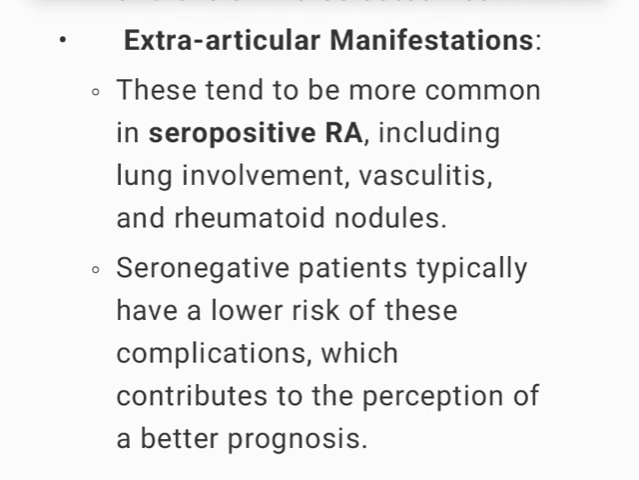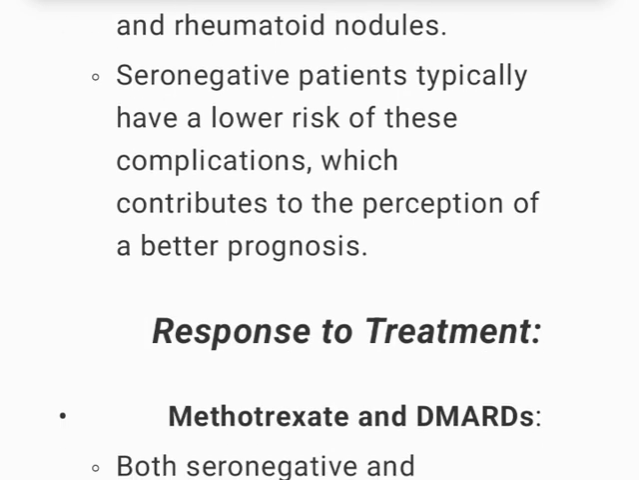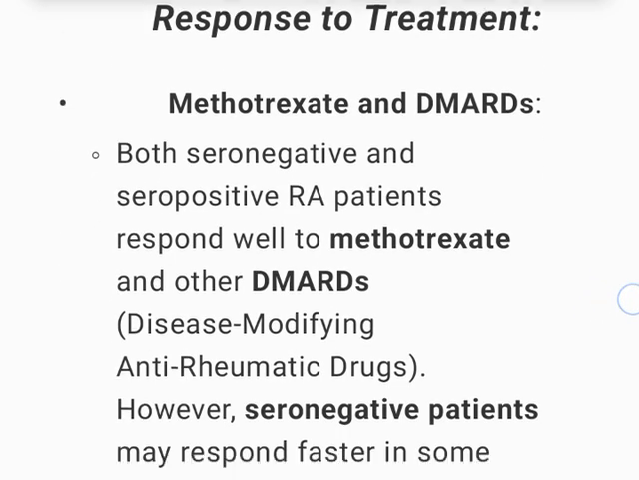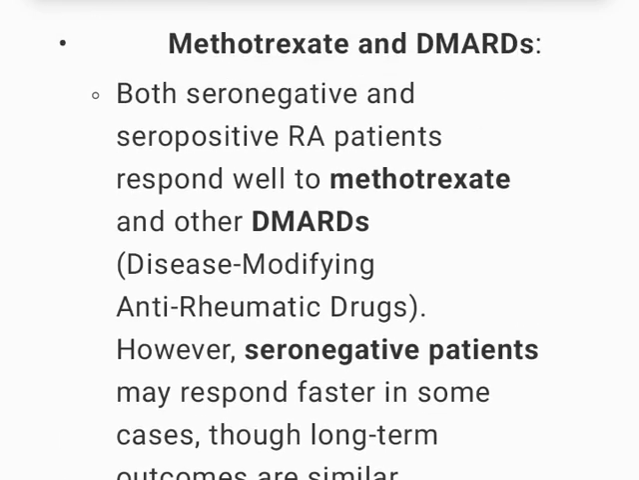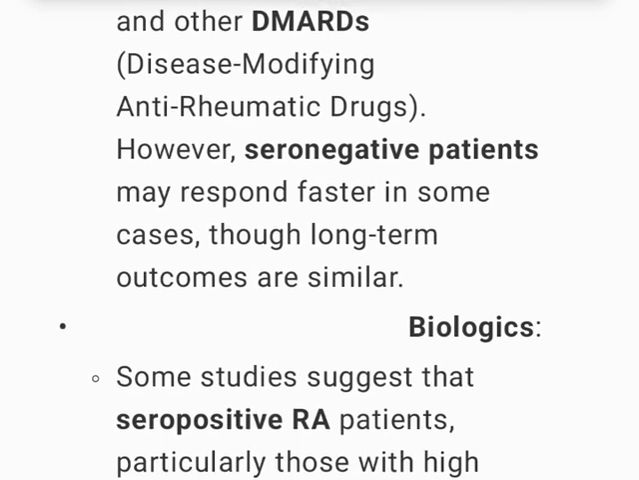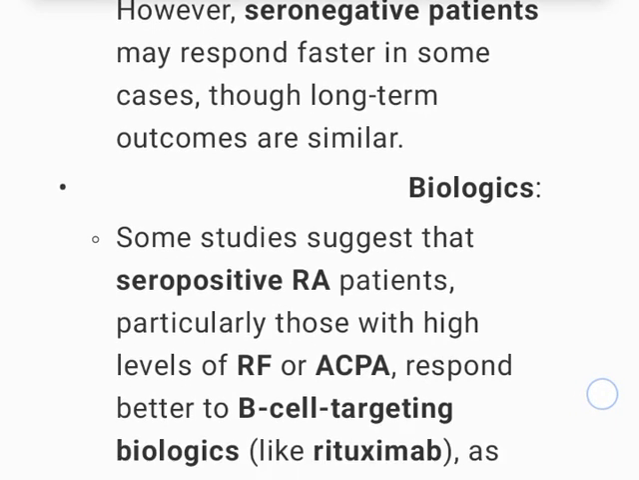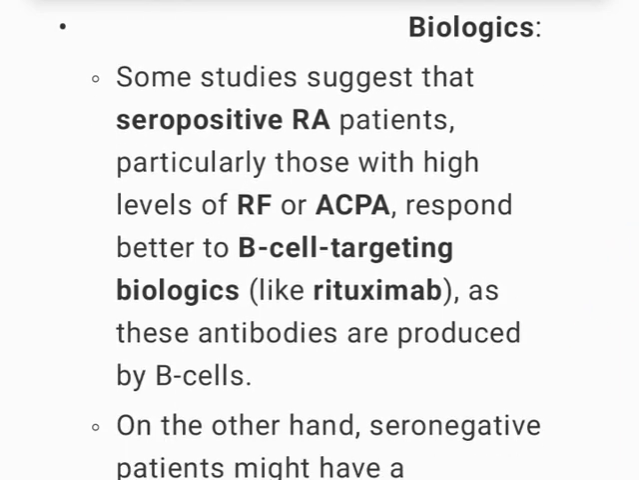Extraarticular manifestations. These tend to be more common in seropositive RA, including lung involvement, vasculitis, and rheumatoid nodules. Seronegative patients typically have a lower risk of these complications, which contributes to the perception of a better prognosis. Response to treatment. Methotrexate and DMARDs: both seronegative and seropositive RA patients respond well to methotrexate and other DMARDs, disease-modifying anti-rheumatic drugs. However, seronegative patients may respond faster in some cases, though long-term outcomes are similar.